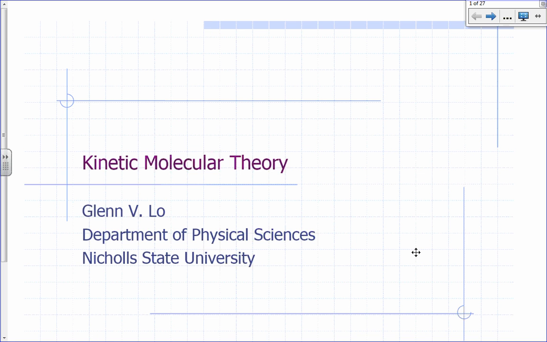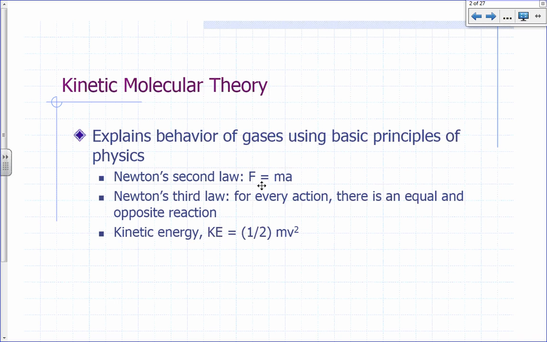All right, let's talk about kinetic molecular theory. Kinetic molecular theory allows us to explain the behavior of gases using basic ideas from physics and applying them to the movement of atoms and molecules. These basic ideas are Newton's second law, which says that force equals mass times acceleration, and Newton's third law: for every action there's an equal and opposite reaction.